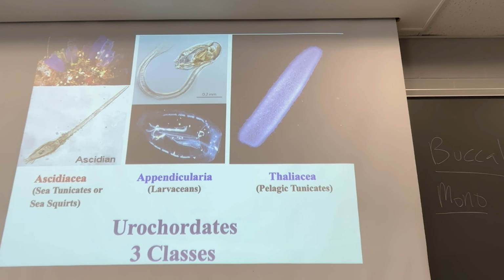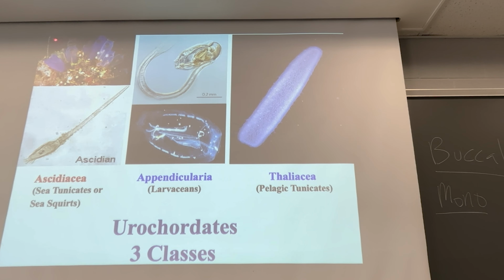And so you can see they have a very similar body to a sea tunicate, but they're going to have a tail. That's the appendage. And that allows them to swim and be pelagic. So they're an open water organism as both a larva and an adult.